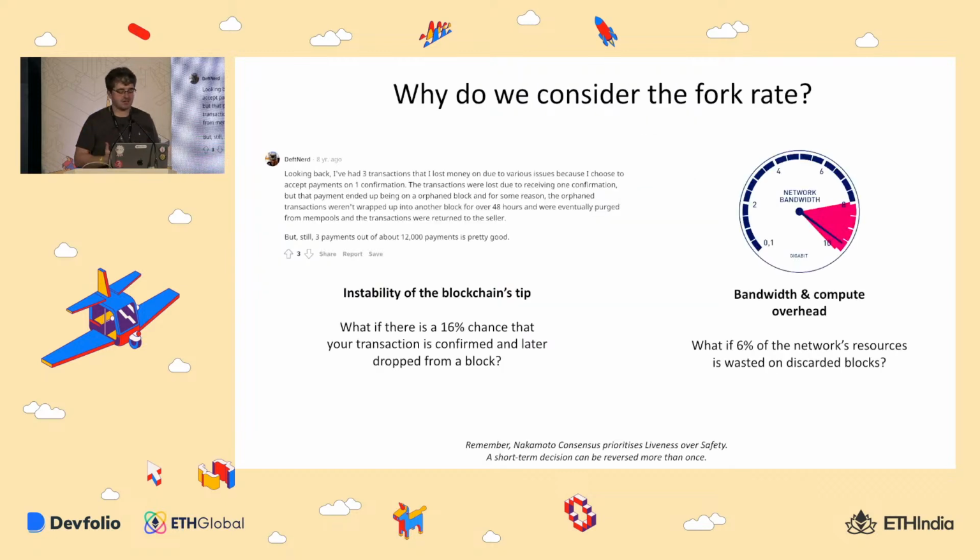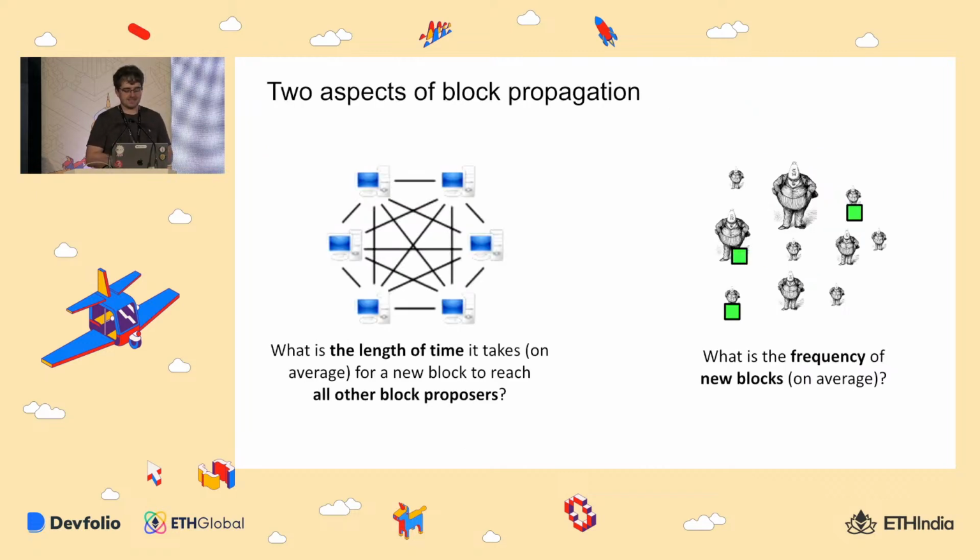And again, as I mentioned, why do we consider this? Because if the blockchain's tip is unstable, it's just bad for the user because the network's not reliably confirming transactions. And as part of this, when you think about the fork rate, there's two components to it. One, what is the length of time it takes for a block to reach the entire network?